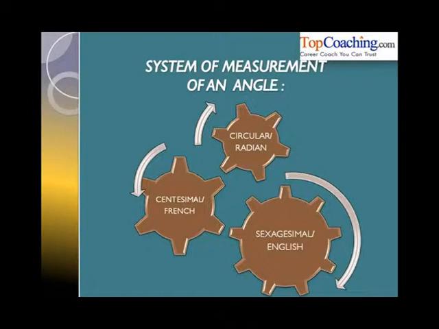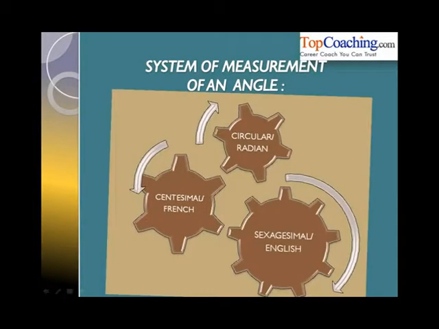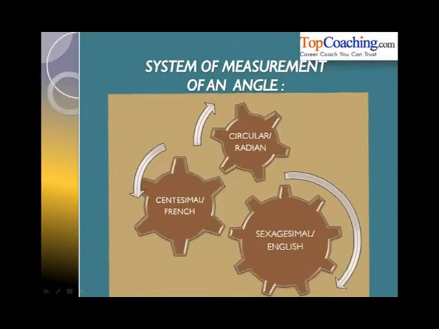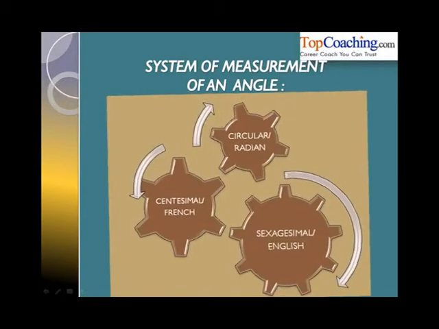So there are 3 systems of measurement of an angle. The first is the Sexagesimal, which is also known as the English system. The second is the Centesimal System, which is actually the French system. And the third one is the Circular System, which is also known as the Radian system. So one by one we are going to see these three systems of measurement of an angle.